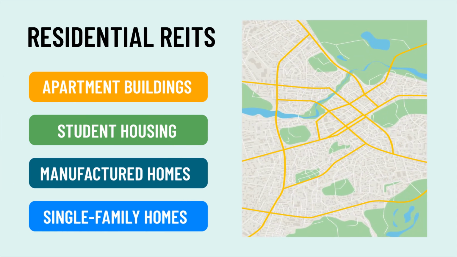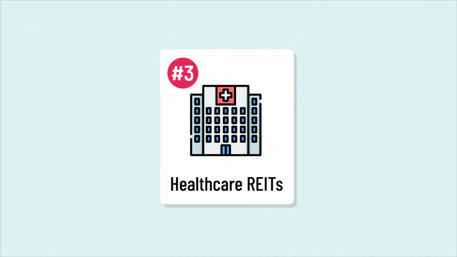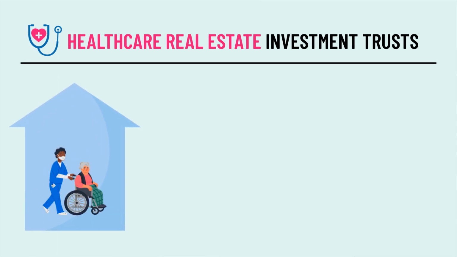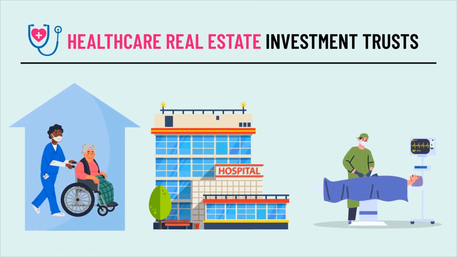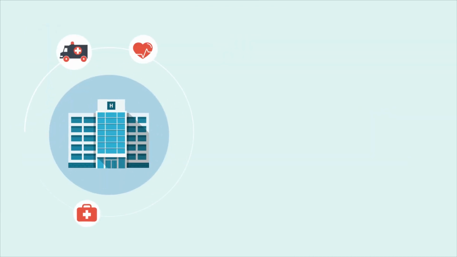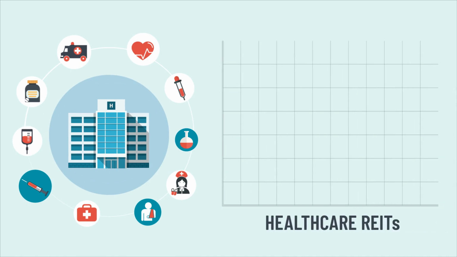Within those market segments, some residential REITs also focus on specific geographical markets or classes of properties. 3. Healthcare REITs. Healthcare real estate investment trusts, REITs, invest in a variety of property types such as assisted living, hospitals, and surgery centers. The operators in these properties are providing services that won't be going away. This makes healthcare REITs one of the most attractive for long-term growth.